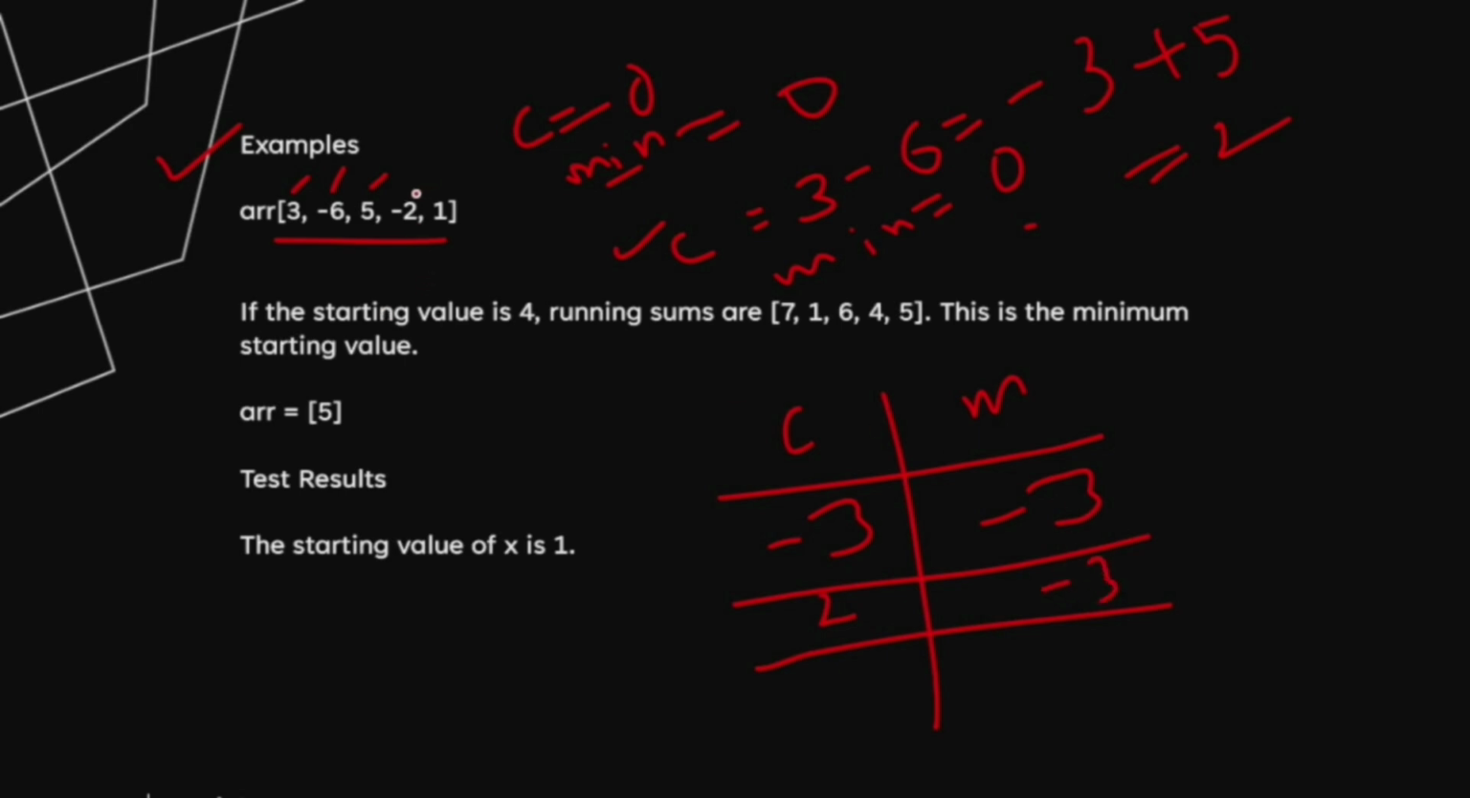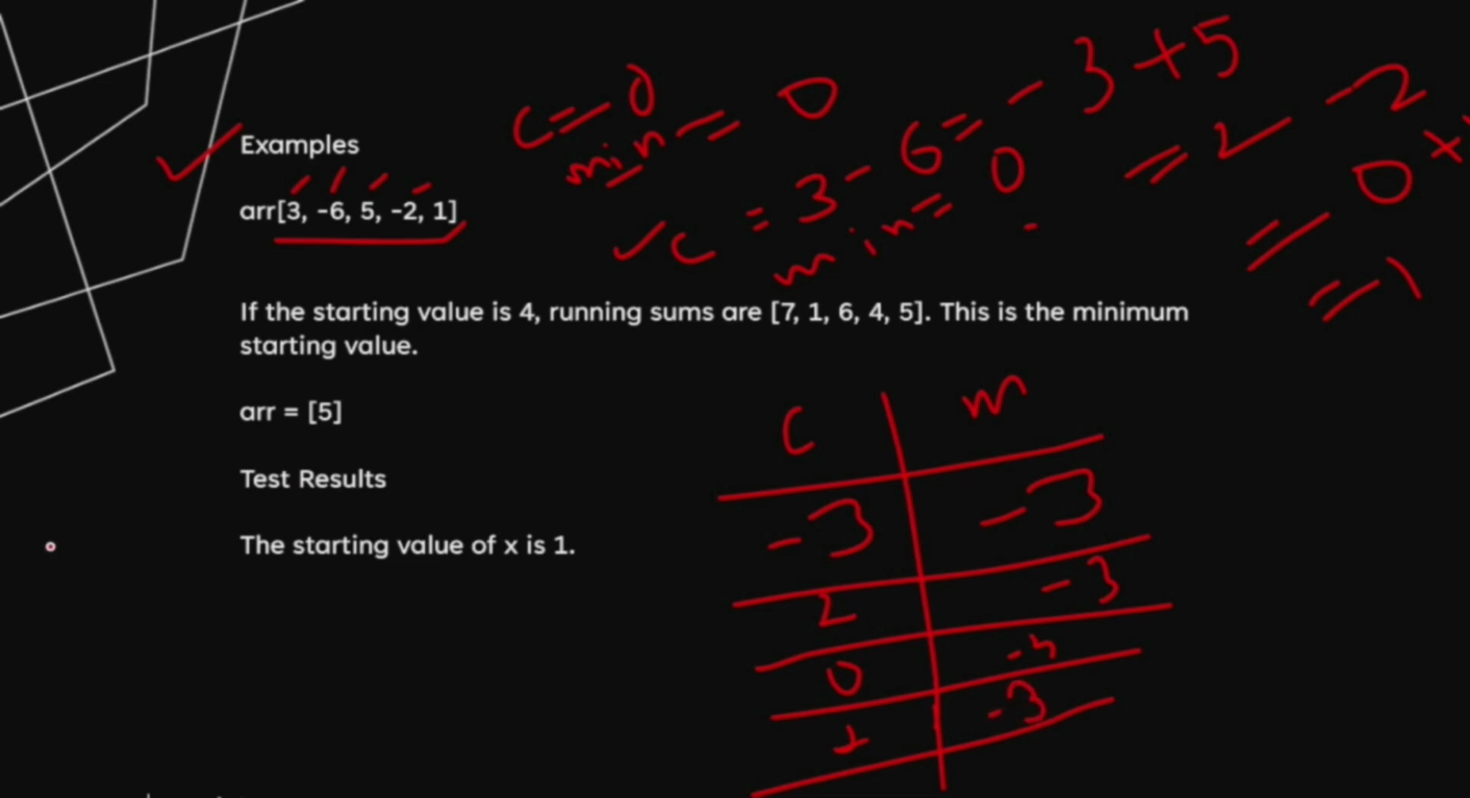Next we have minus 2. 2 minus 2 is 0. So now our current value is 0, but the minimum is still minus 3. Let me write 0 here also. Last we have 1, which we are adding, so our current value is 1. Sorry for my bad handwriting, because I am writing with my mouse. Please try to understand. Our minimum sum is still minus 3.